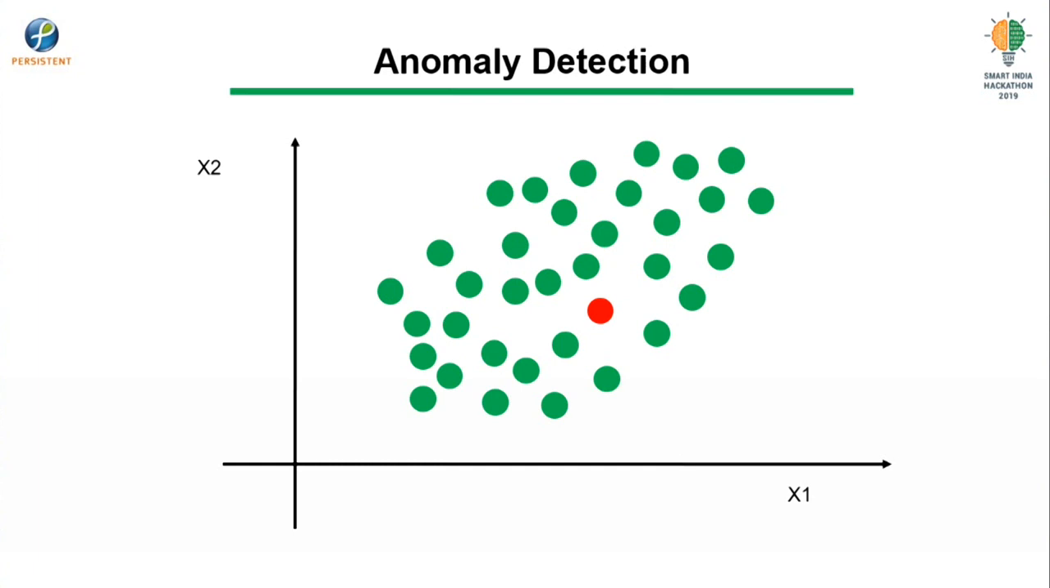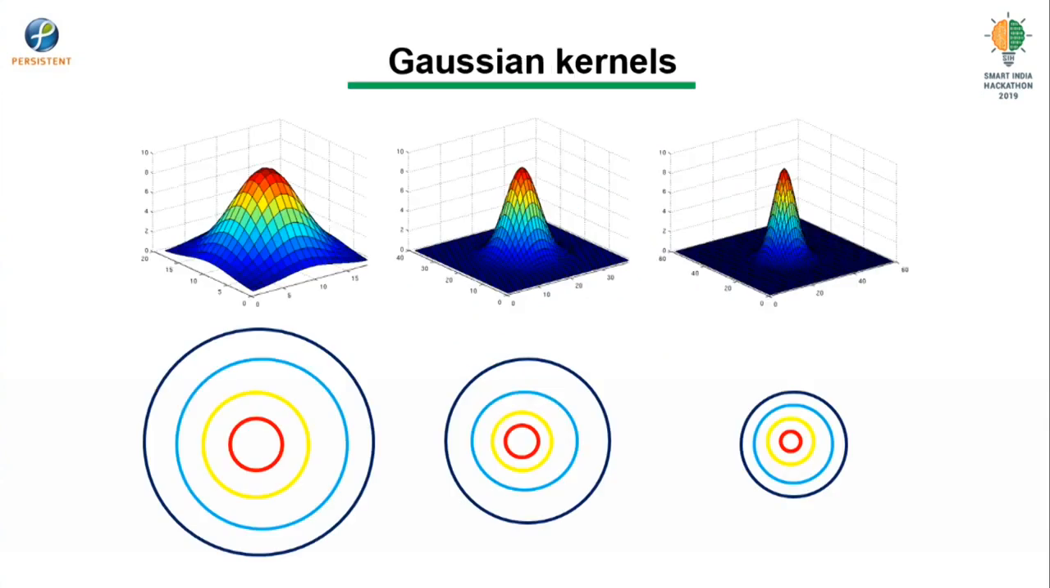For example, this red point is an unseen transaction coming in. If it happens to be in the position it is shown, then it says that it is a good transaction. If it appears somewhere like this, then it will say it is a fraud transaction. And how does it do that? Using something called Gaussian kernels.